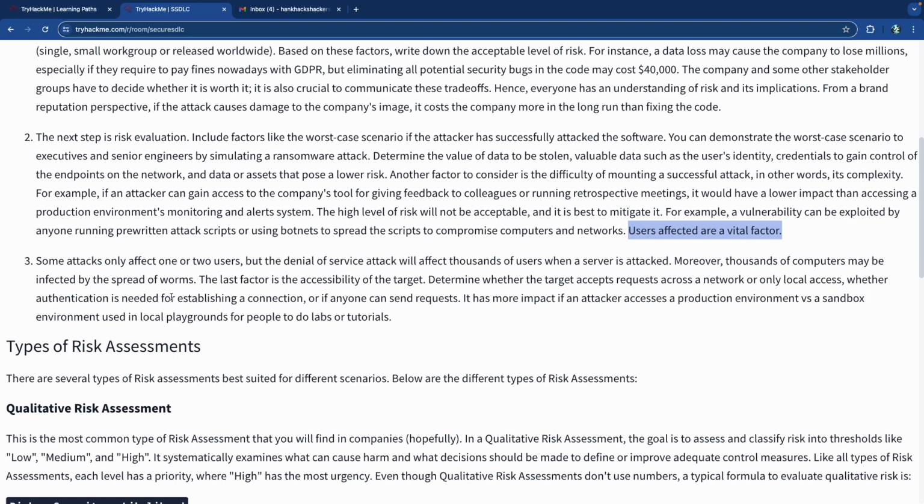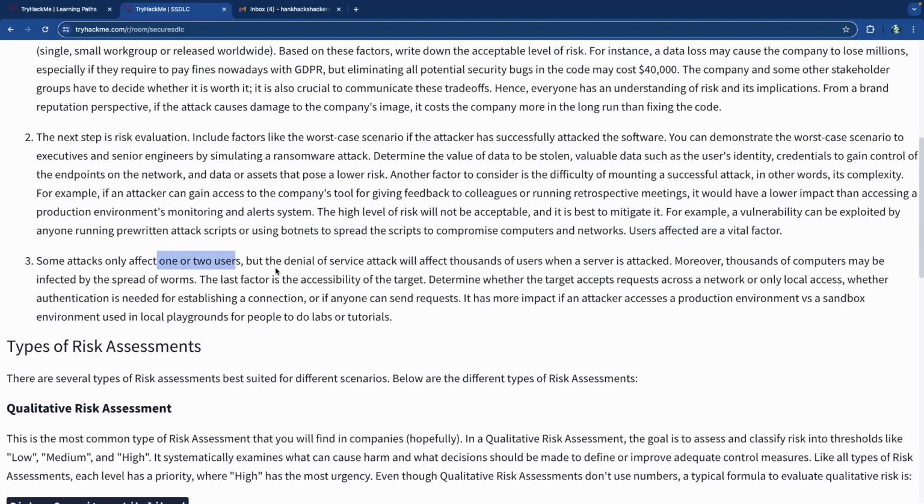Some attacks only affect one or two users, but a denial of service attack affects thousands of users. Going back to the Microsoft example, they make $100 million a day. If a denial of service attack is successful against Microsoft, and their website is down, every day is $100 million that they're losing. A week goes by, that's $700 million that is just lost. That's pretty crazy when you think about it. So thousands of computers may be infected by a spread of worms.